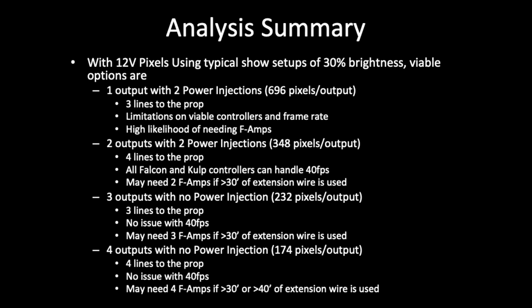If you have 2 outputs with 2 power injections, that's also an option. You're looking at 348 pixels per output, drawing 4 lines to the prop. All the Falcon and Kulp controllers can handle 40 frames per second, and depending on the distance between your controller and your extension line to your prop, you may need 2 F-amps.